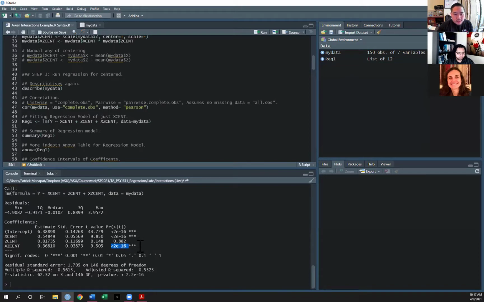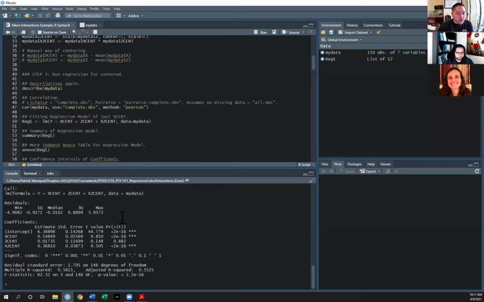I'll be plotting this later and it will make a lot more sense. I know right now it just sounds like a lot of words, but once we get into the plotting, it'll make a lot more sense. Remember, we're focused on the relationship between x and y at different values of z. You can flip it if you want and look at the relationship between z and y for different values of x. But for this specific example, we're interested in the relationship between x-centered and y that is moderated by z.